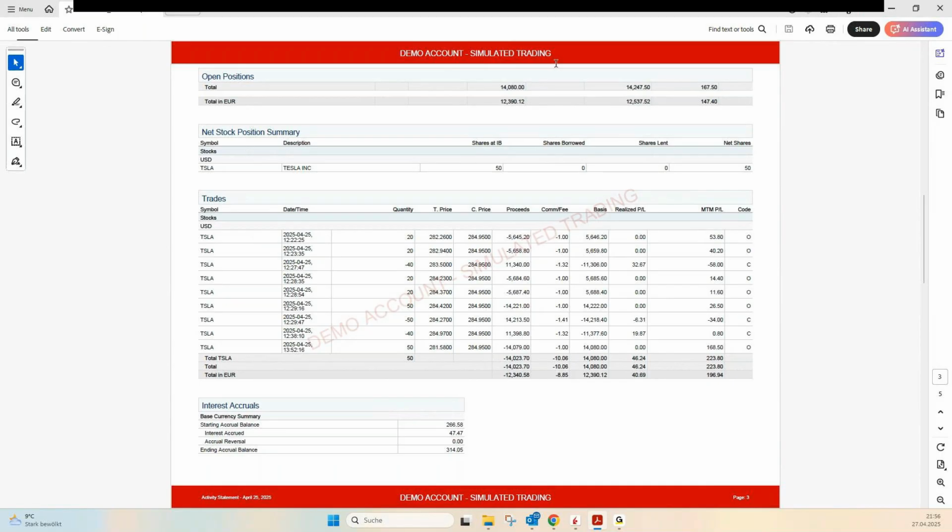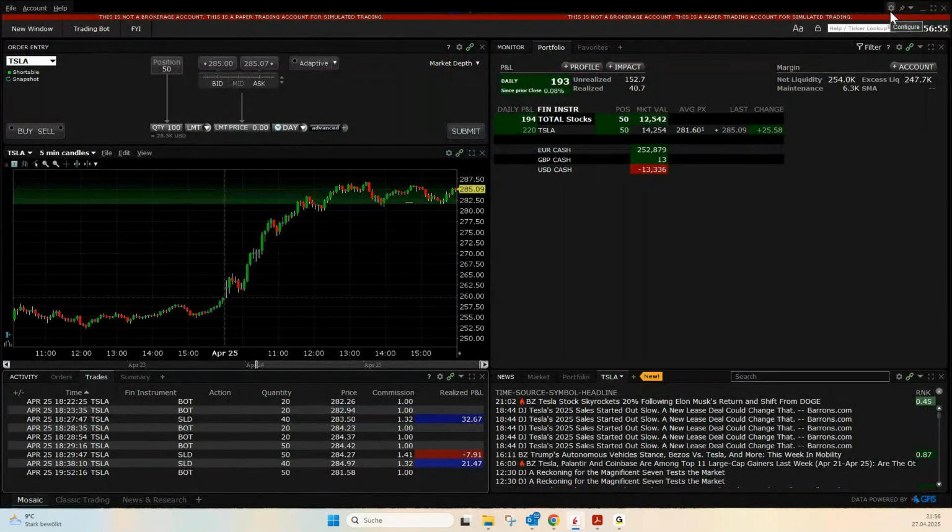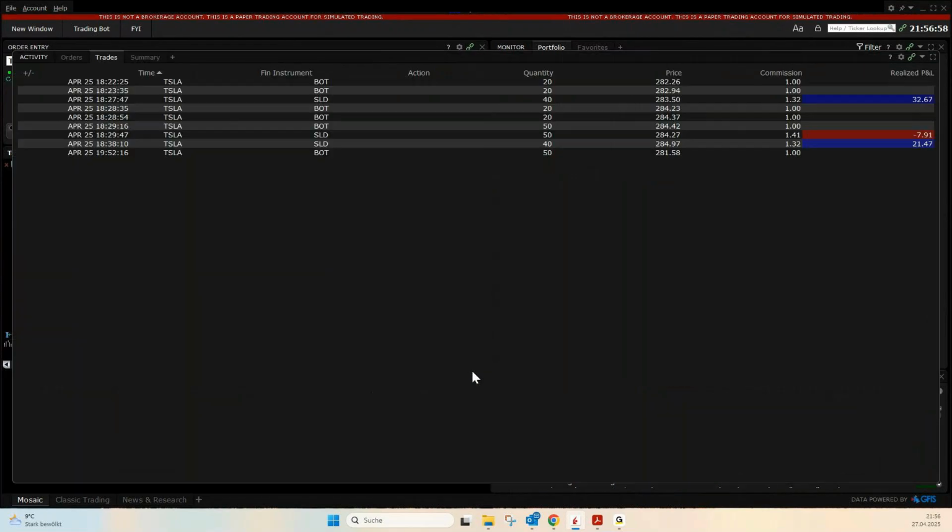It's just a simulated account, but we see all the trades from Friday with the Tesla, what we just discussed, the 2 times 20 shares what we bought and then we sold all together. And here you can see the realized profit and loss is exactly the same amount what we saw in the trader workstation.